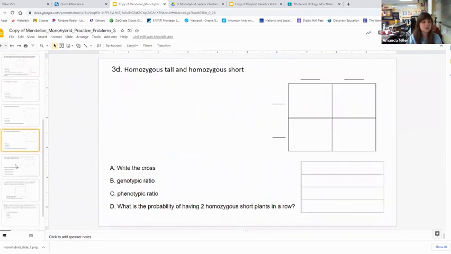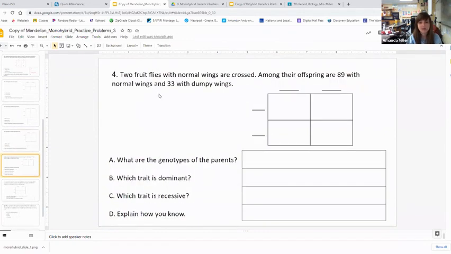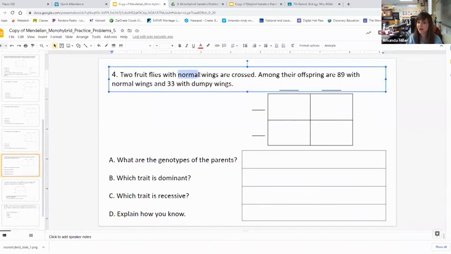So I'm going to do one more with you, and that's slide 10 down here. It says 2 fruit flies with normal wings are crossed. Among their offspring are 89 with normal wings and 33 with dumpy wings. So I put a Punnett square here in case you want to work through it. Okay. I'm actually not going to do this whole one with you. I just kind of want you thinking about, what do you think the dominant trait is? What do you think the recessive trait is? And then how is it possible for these normal flies to have offspring that are different from them?